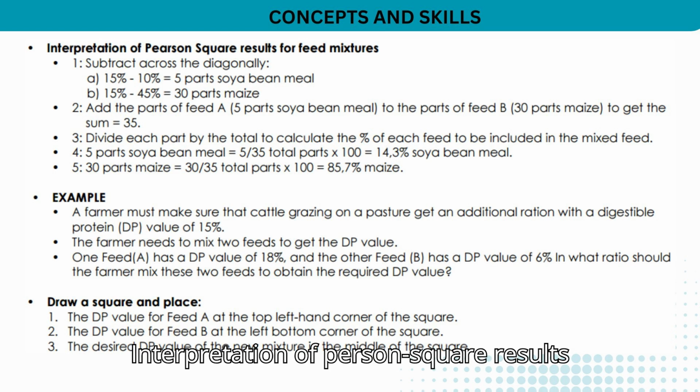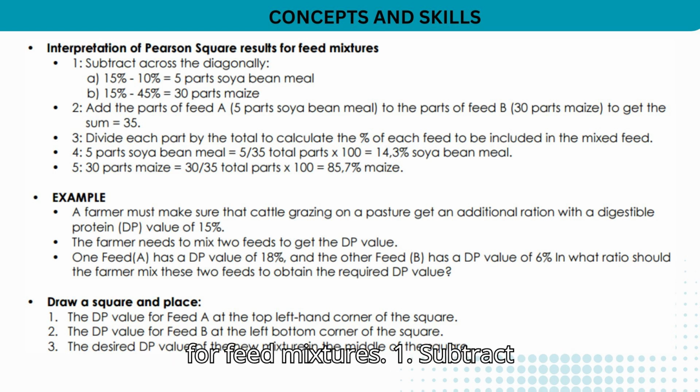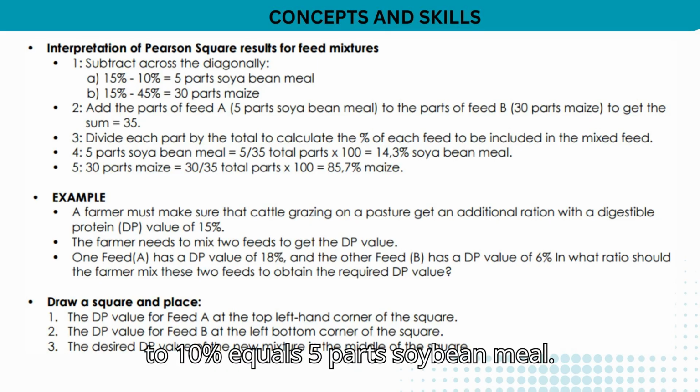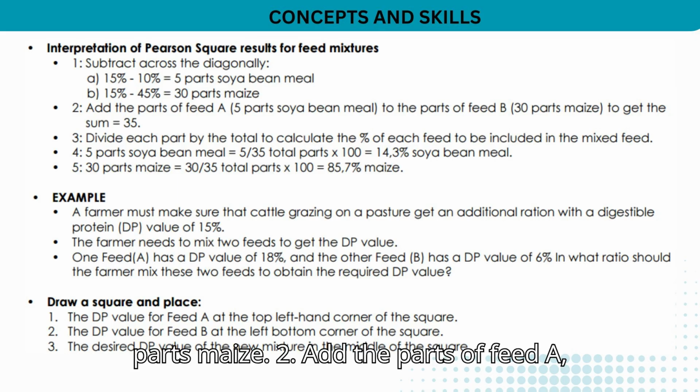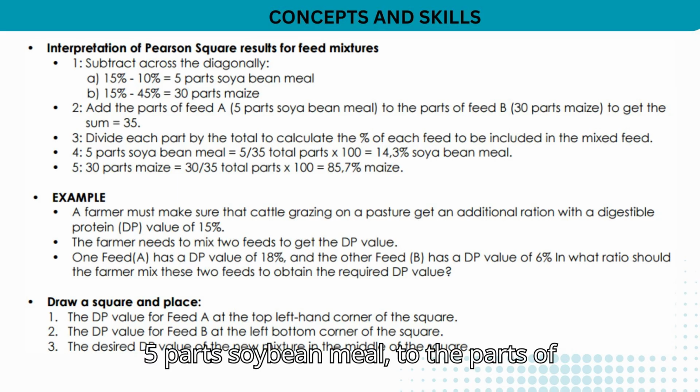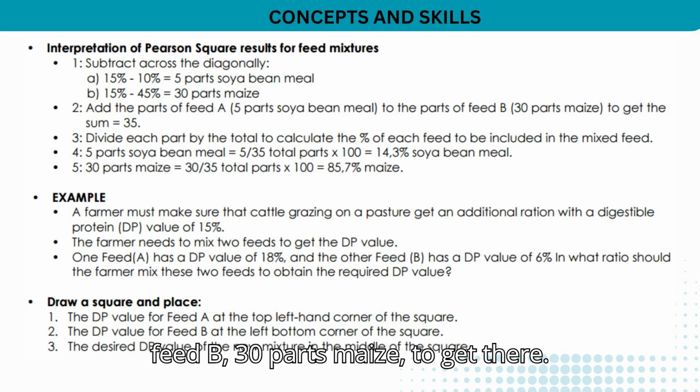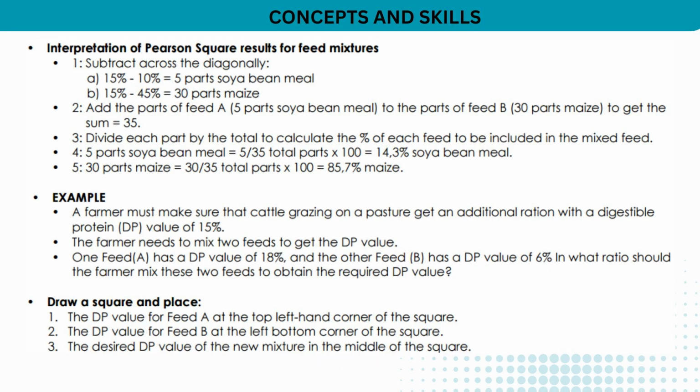Interpretation of Pearson square results for feed mixtures. 1. Subtract across the diagonals. A. 15% to 10% equals 5 parts soybean meal. B. 15% to 45% equals 30 parts maize. 2. Add the parts of feed A, 5 parts soybean meal, to the parts of feed B, 30 parts maize, to get the sum equals 35.